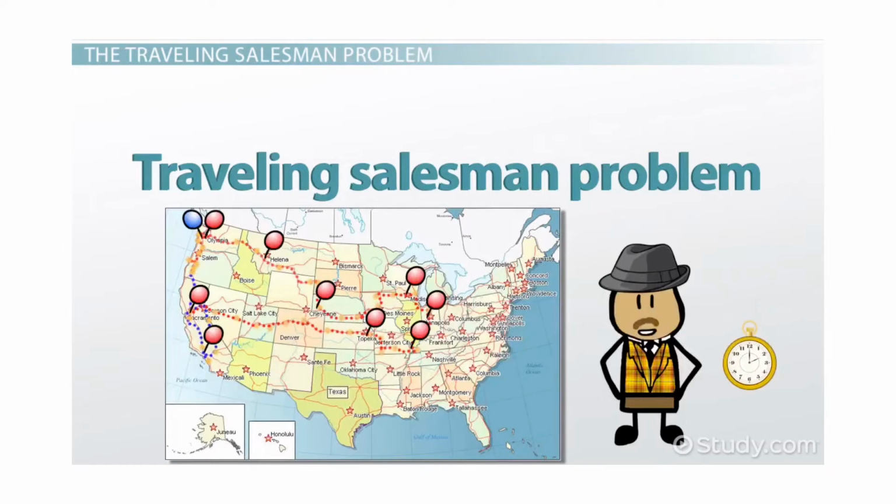The canonical exponentially hard problem is called the traveling salesman problem, which seems deceptively simple. Let's say that you're a salesperson who needs to visit 7 cities. And what you want to know is, what order should I visit these 7 cities in order to have the shortest route?